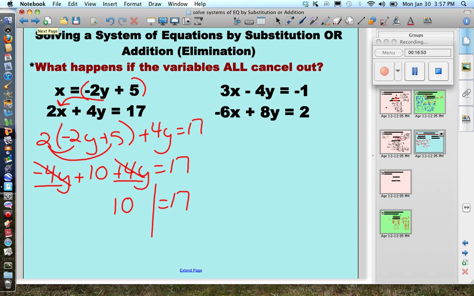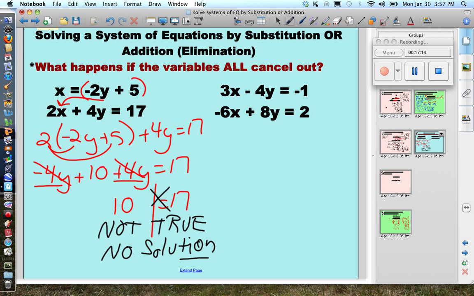10 equals 17. Now, this is a special case. So when both variables cancel out, so I have no variables left here, and I have something that is not true. This is not true. 10 never equals 17. So if that is not true, my answer is no solution. So that happens sometimes, okay? Both of these variables ended up canceling out. I have none left. It is not true. So my final answer that I need to see you write on your paper is no solution.